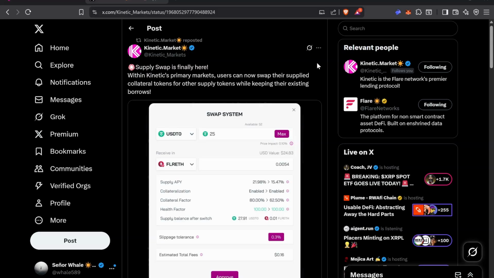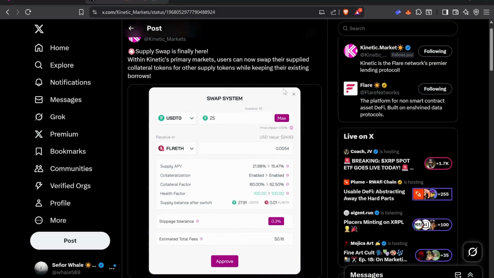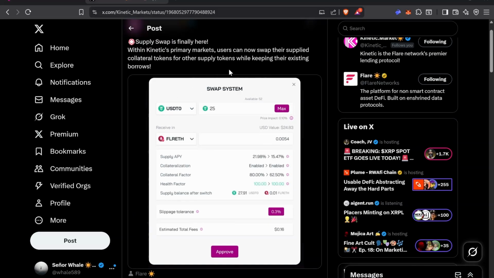Kinetic Market, it's a borrowing and lending protocol on the Flare network. And supply swap is finally here. With Kinetic primary markets, users can now swap their supply collateral tokens for other supply tokens while keeping their existing borrows. This uses a flash loan system where you borrow money, you do the swap, and then you pay back the loan that you took in the same transaction. And what it does is allow you to change your collateral.